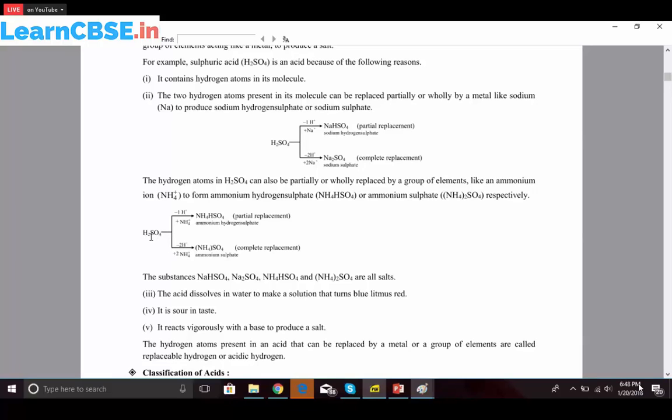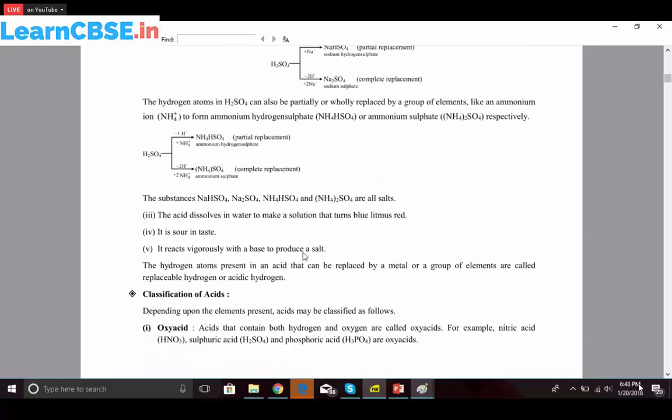So now we are replacing one hydrogen, one H+, with one ammonium ion. So it forms NH4HSO4. This we call partial replacement: ammonium hydrogen sulfate. Now we are replacing the two hydrogen atoms with two ammonium ions. So (NH4)2SO4, ammonium sulfate. This we call a complete replacement. Now, the substances such as sodium hydrogen sulfate, ammonium hydrogen sulfate and ammonium sulfate, we call salts.